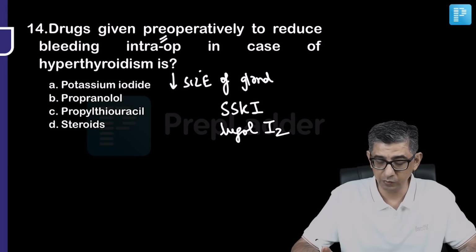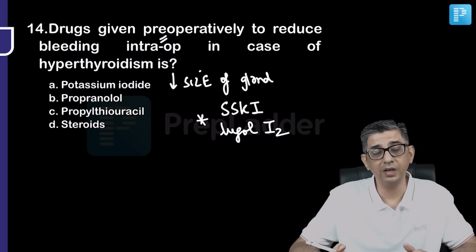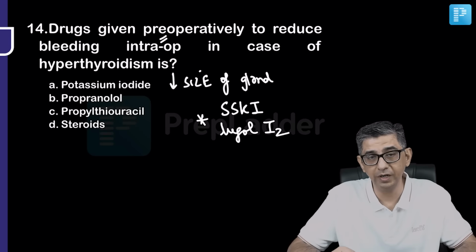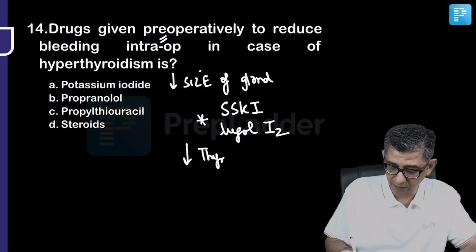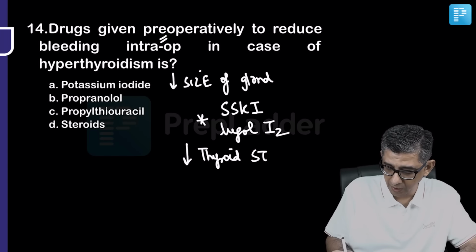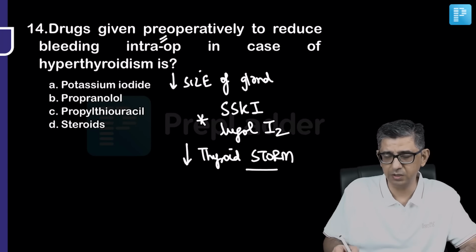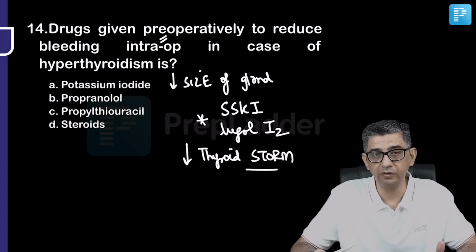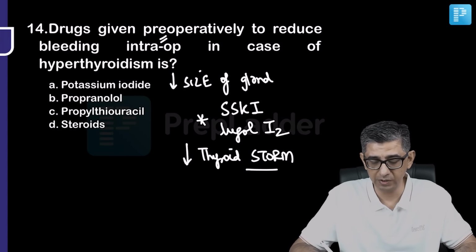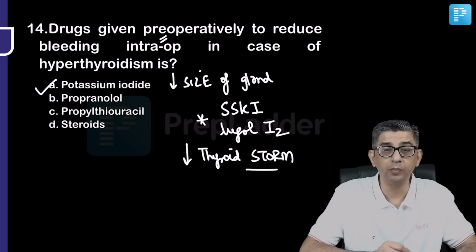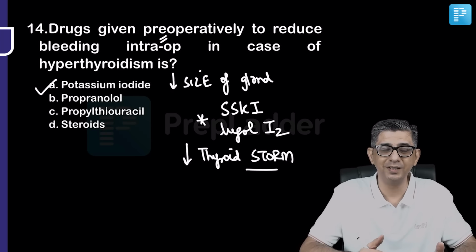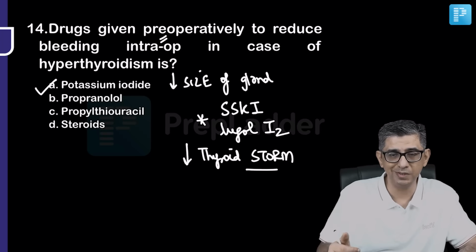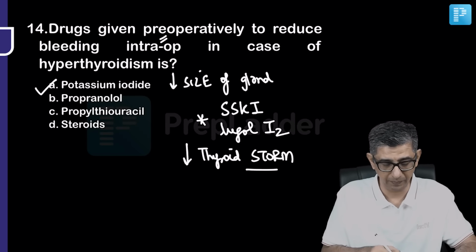The advantage is that if you reduce the size of the gland, you not only reduce the chances of bleeding, but you also decrease the chances or incidence of development of thyroid storm as well. I would recommend you listen to the initial 5 minutes of the hyperthyroidism topic where I've covered the usage of potassium iodide pre-operatively to shrink a large vascular thyroid gland. Not only does it reduce the bleeding chances, but it reduces thyroid storm incidence as well.